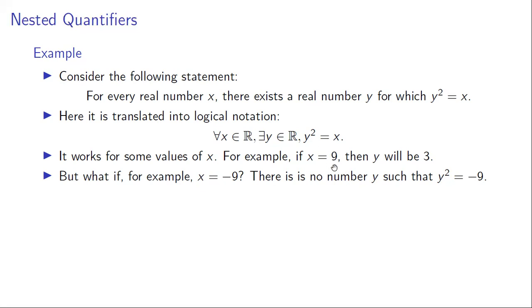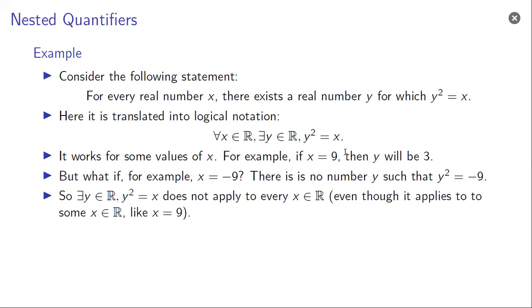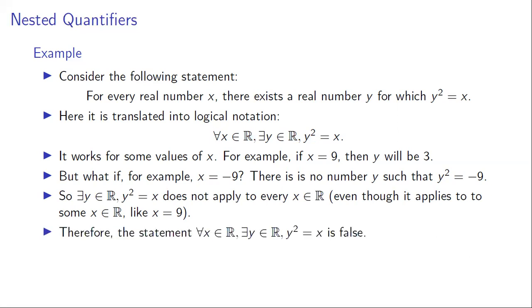So there is no number y such that y squared is equal to -9. So if x is equal to -9, it fails. And yet the statement claims that this is true for all x in R. So what do we see? There exists a y in R such that y squared is equal to x does not apply to every x in R, even though it applies to some x in R, like when x is equal to 9. It applies to some, but not all. Therefore, the statement for all x in R, there exists a y in R such that y squared is equal to x, is a false statement.